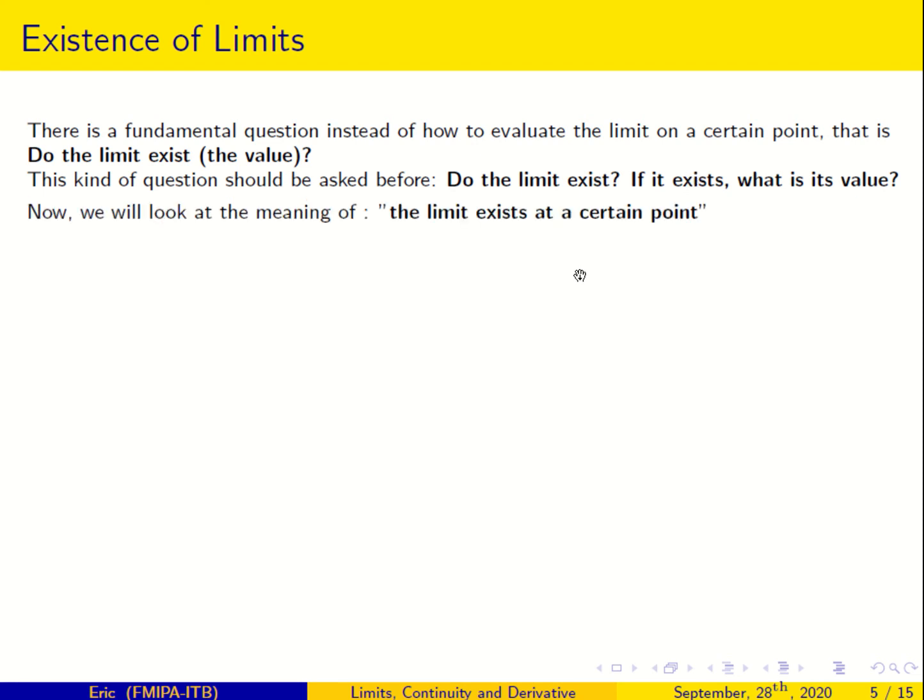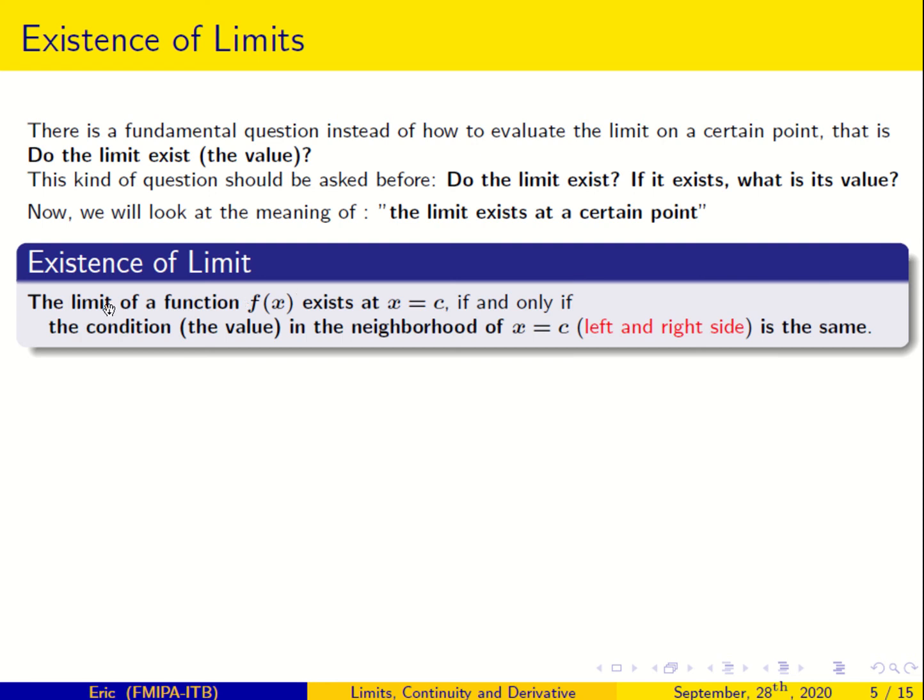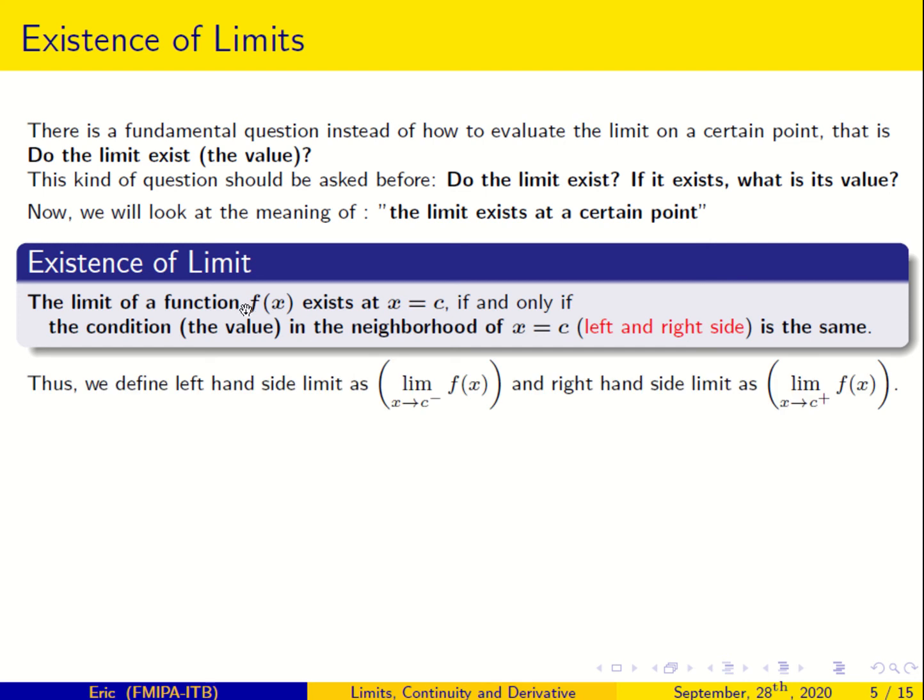Now we will look at the meaning of the limit existing at a certain point. The limit of a function f(x) exists at x equals c if and only if the condition or the value in the neighborhood of x equals c, meaning on the left and right hand side of c, is the same on the left and the right. I don't care about x equals c for the limit. Then the limit of the function exists.